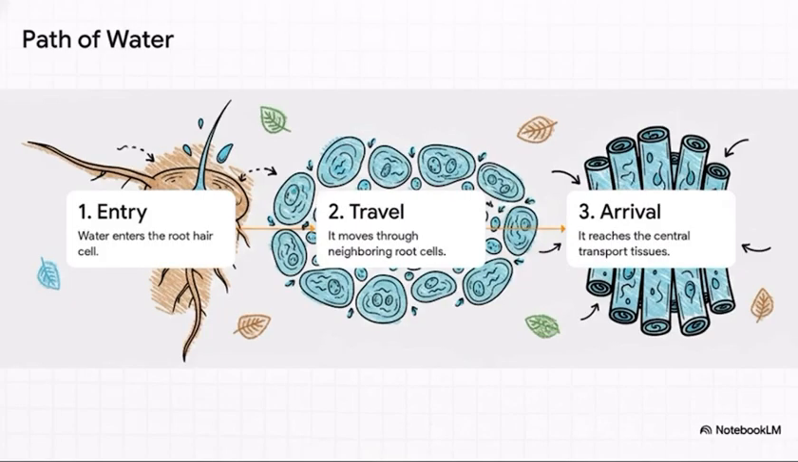So for your notes, let's make that diagram super simple. Here are the 3 key steps. 1, water gets into the root hair cell. 2, it travels across all the other cells in the root. And 3, it finally arrives at the central core, where the plant's main transport tissues are waiting to take it on the next leg of its journey.